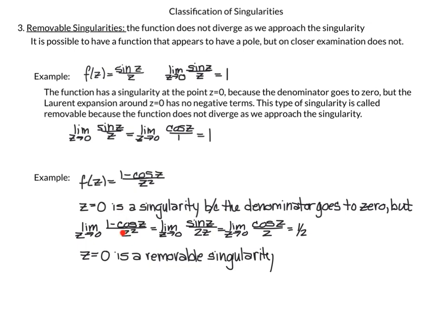0 over 0 means we can use L'Hopital's rule. We take the derivative of what's on top, which is sine of z, and the derivative of what's on bottom is 2z, and now we take the limit as we approach 0. We still get 0 over 0, so we use L'Hopital's rule again. What we get on top is cosine z, and on bottom is 2. Now when we take the limit as z approaches 0, we get 1 over 2, so it's 1/2. That means this function does not diverge. So z equals 0 is a removable singularity of this function as well.